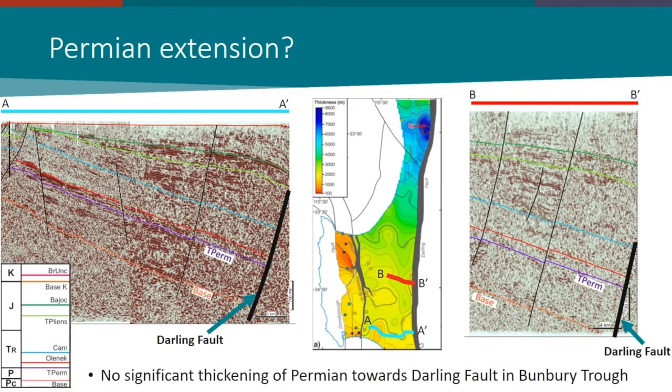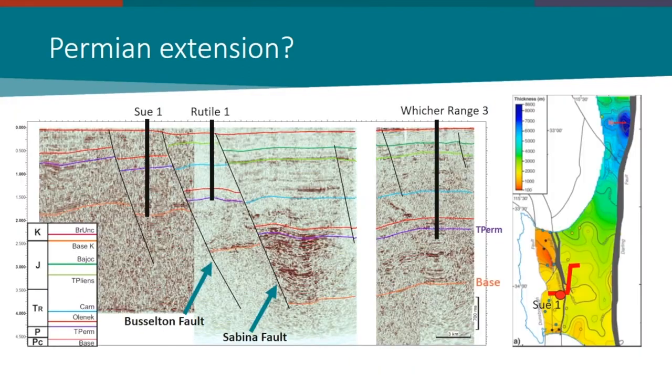Although seismic quality is very poor in the Bunbury Trough to the south, no thickening is evident against the Darling Fault. In the western Bunbury Trough, however, a slight thickening of this basement to top Permian section can be interpreted against the Sabina and Bustleton faults. If Permian extension faulting is real, then it was likely a subdued event.